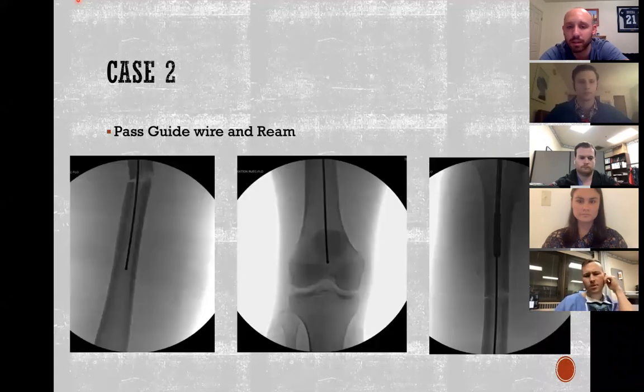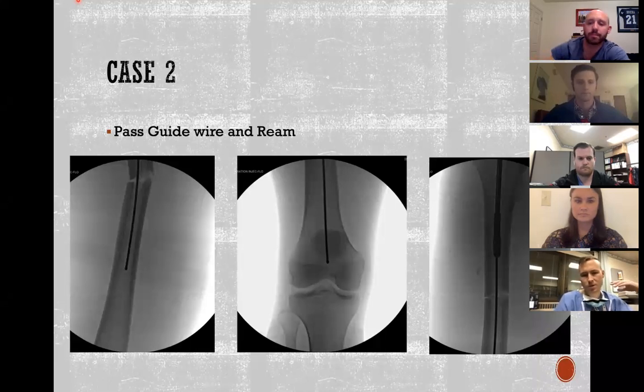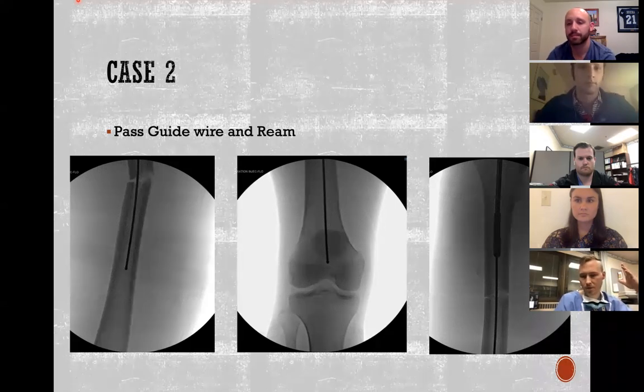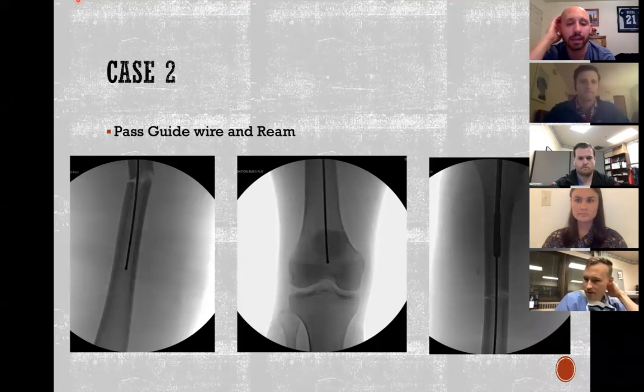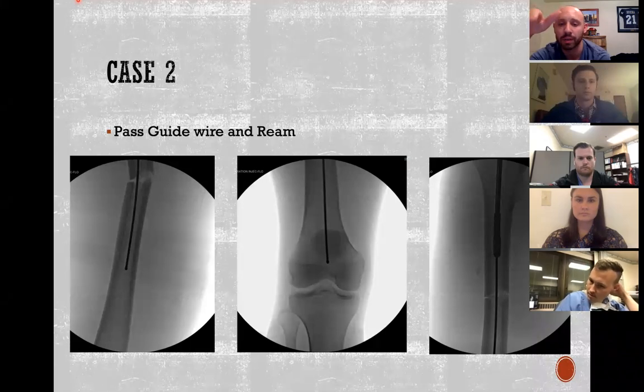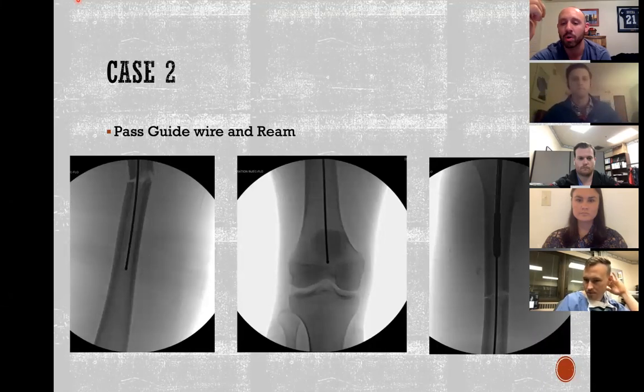Hey, Jeremy, right here before we move on, why did we go to all this length? Why did we reduce it? Why didn't we just somewhat align the bone and get the wire across and then just keep going? We want to reduce it in the anatomic location that we are going to ream it, because once we pass our reamer, it's going to cut out bone in that area.